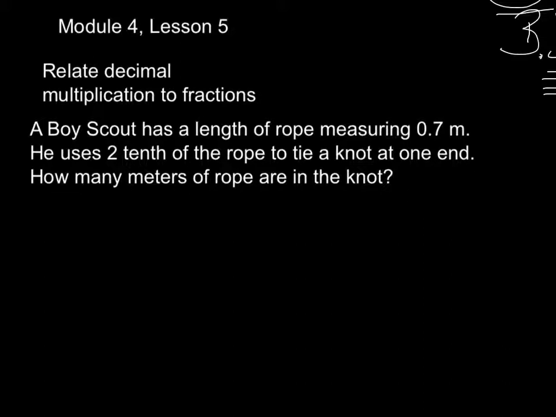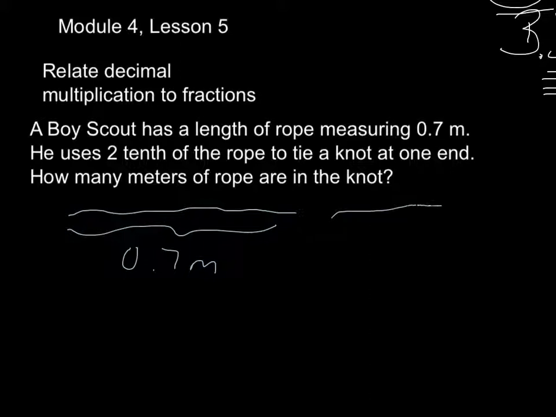Well, I always say let's start with some sort of picture to help us understand it. Okay, let's say here's his rope. How long is the rope? Well, it says that it is 0.7 meters long, so let's label that. 0.7 meters. I could put in a 0 there if I want. Okay. Then what does he do with it? He ties a knot at one end. So here he's got the rope. Now it's got a knot in it. How many meters of rope are in the knot?